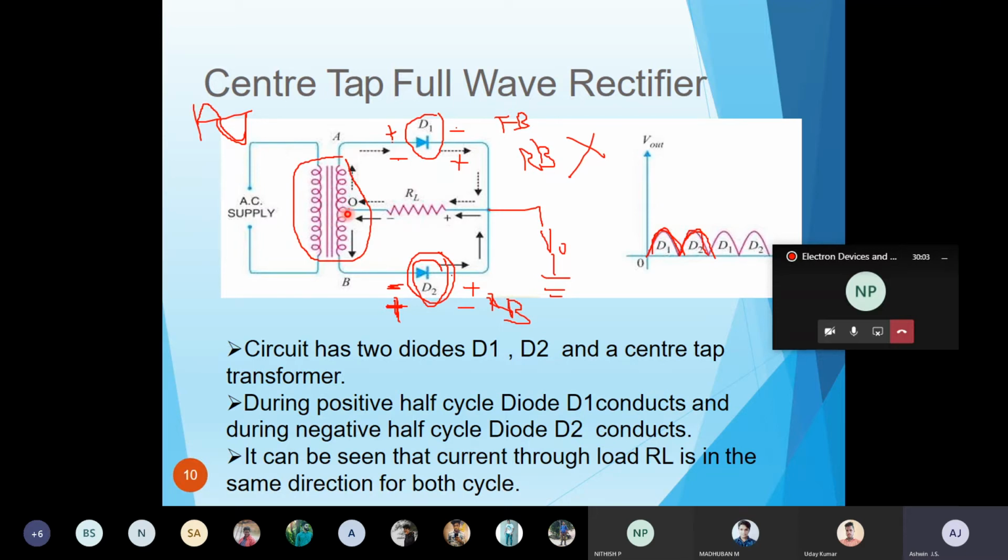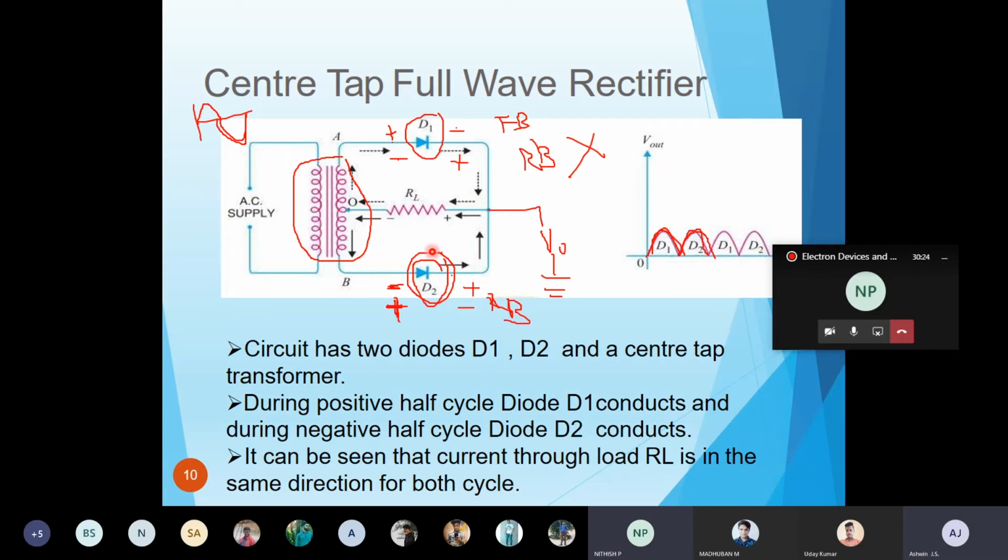If you see the center tap transformer, here A will be at plus 12 volts, which means B will be at minus 12 volts, and the center one will be 0. So totally I'm getting three voltage levels: one is positive, one is negative, and another is ground. Sir, at the bottom, which direction will it flow, sir?